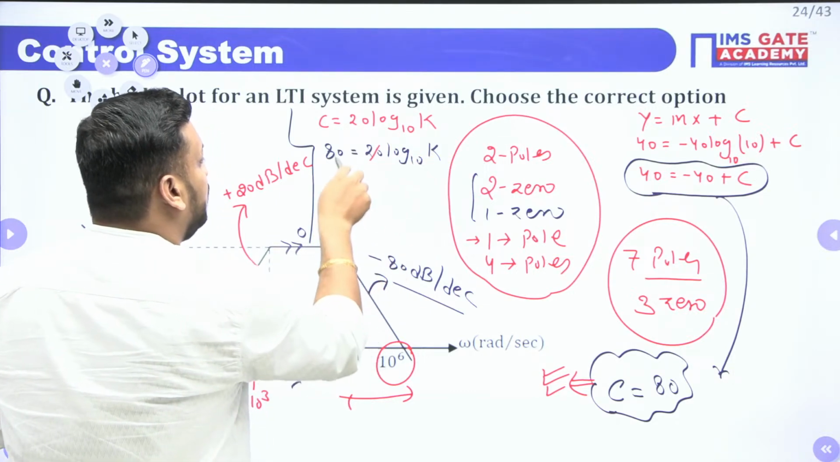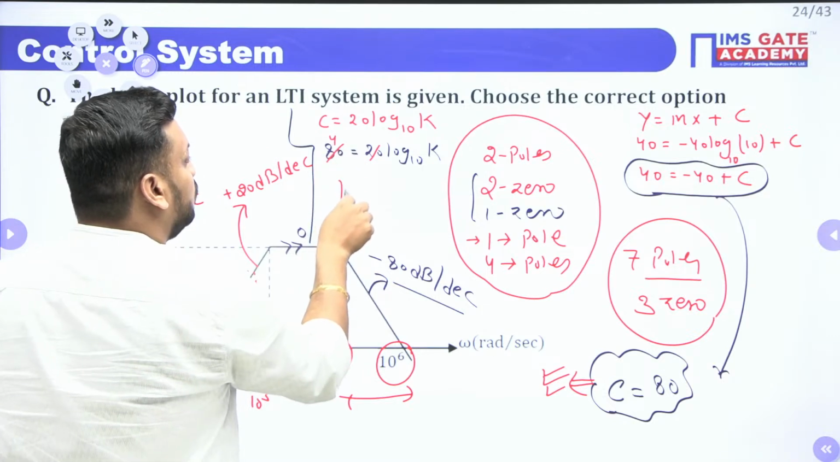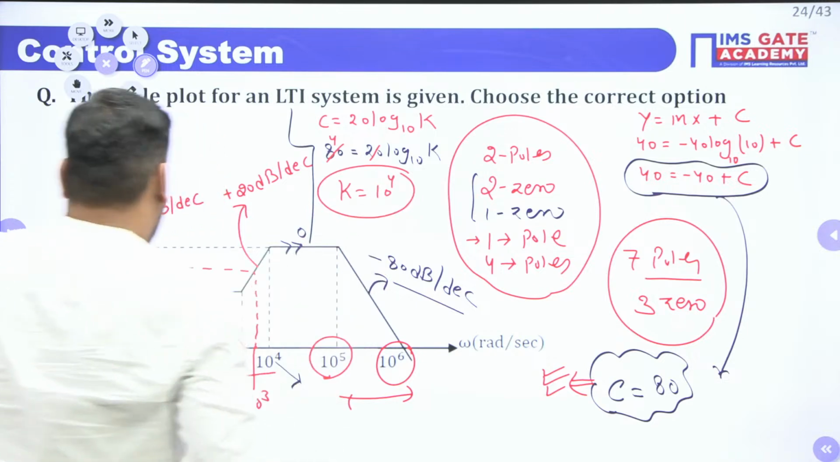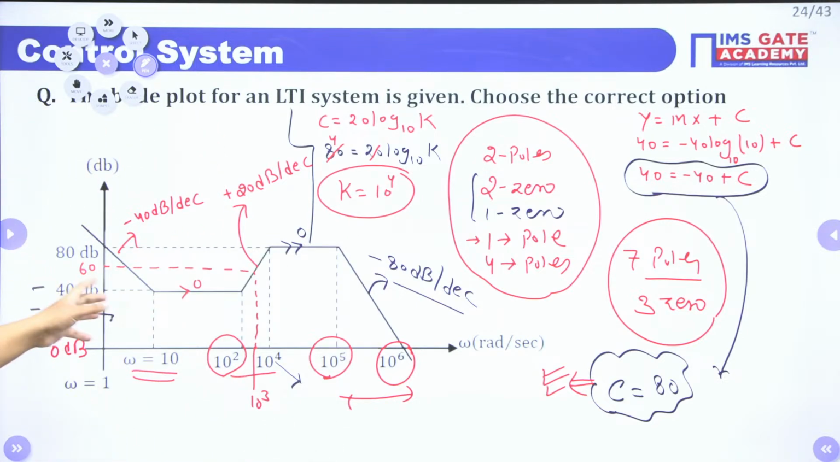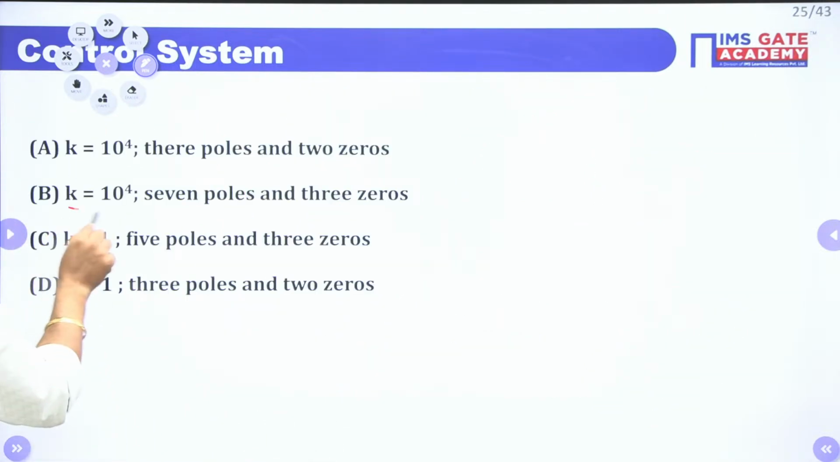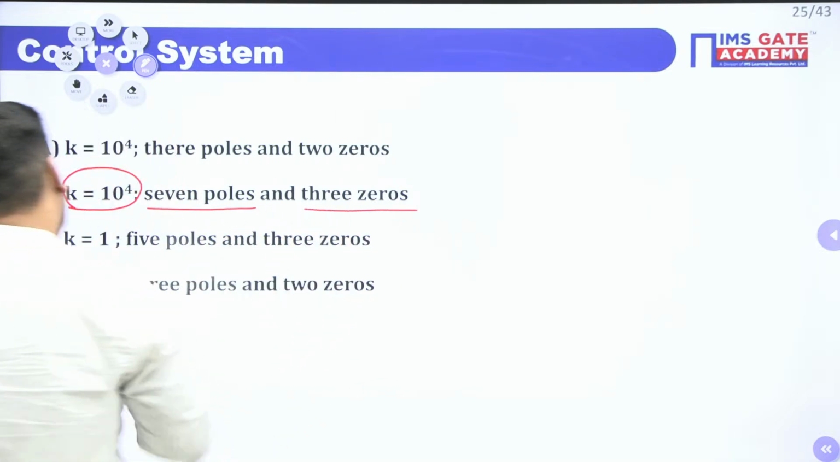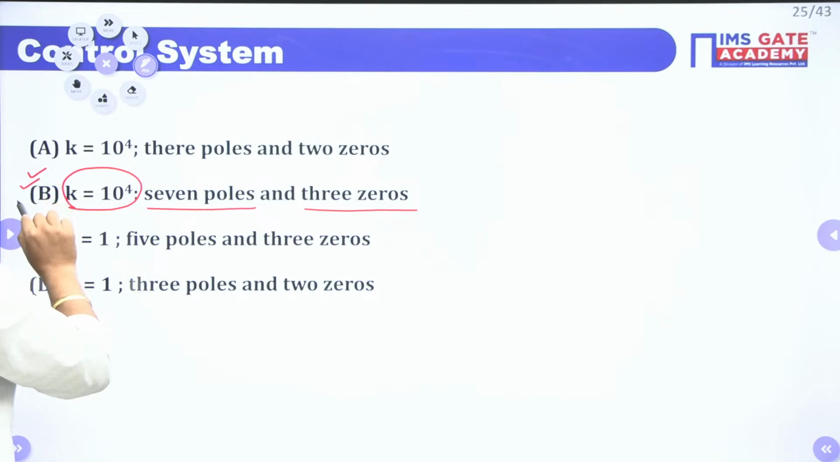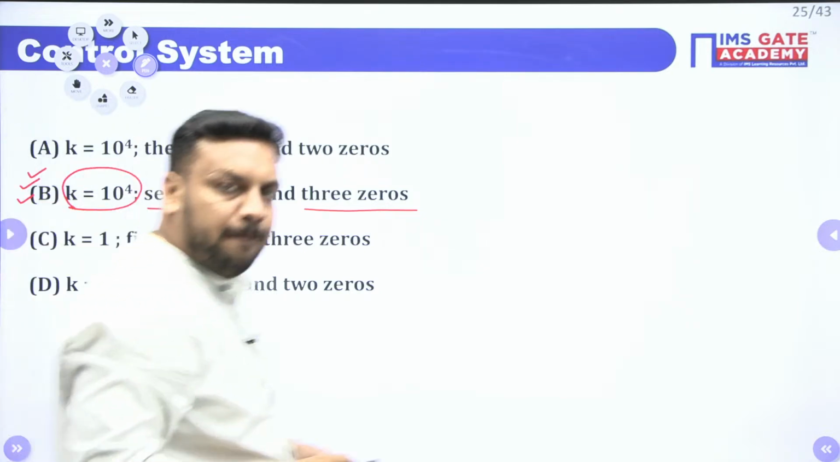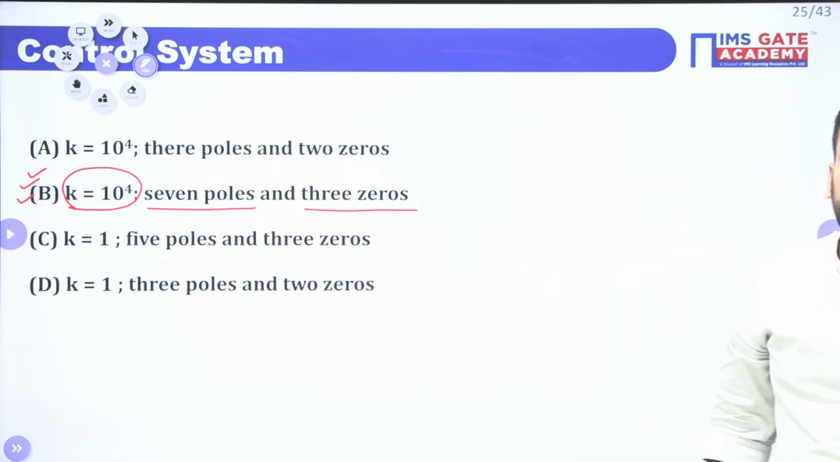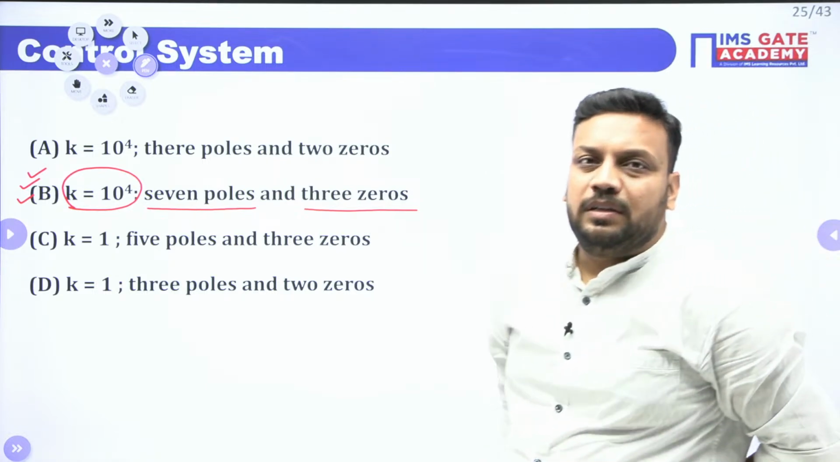So here 20 and 80 get cancelled out with 4. So k is nothing but 10 to the power 4. So the correct answer is k equal to 10 to the power 4, and we are having 7 poles and 3 zeros. 7 poles and 3 zeros, it means the correct answer is option number B. Is it clear, bachcho? Is this crystal clear?